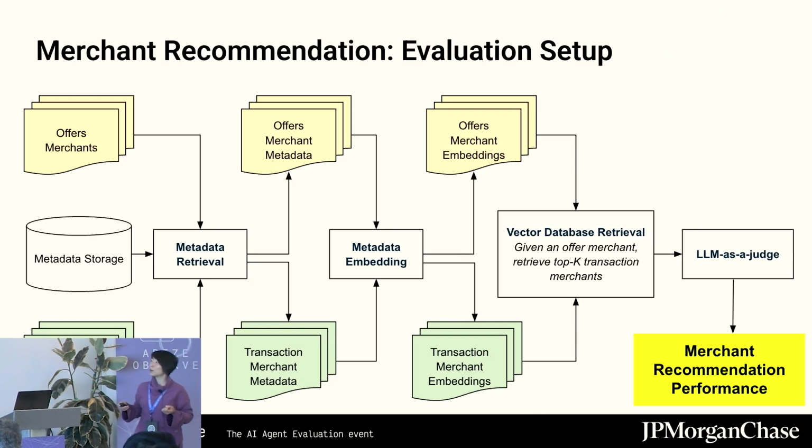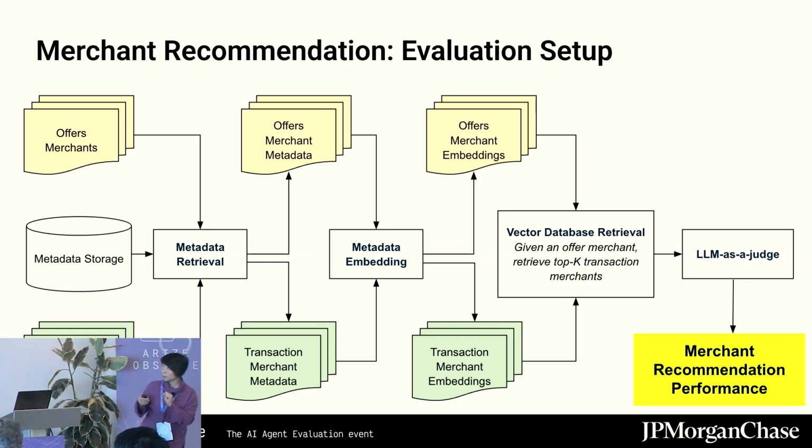The way we evaluate it is, imagine we have all of the metadata. Again, we talked about there being two populations. The first population is the offers, the ones you pulled up on your app and can activate. And then the green are the transaction merchants, the merchants that you've been shopping at. From those, we get the metadata.